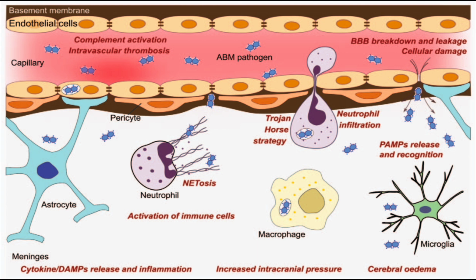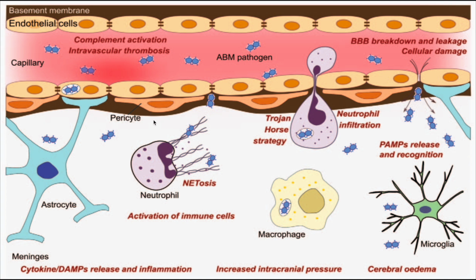Regarding the pathophysiology, this diagram shows a model of the blood-brain barrier environment during acute bacterial meningitis. First, we must see how the bacteria enter. This is shown here as the ABM pathogen. It is able to enter transcellularly as well as paracellularly. Alternatively, as you can see, they can also enter through neutrophil infiltration. This is called the Trojan horse strategy.